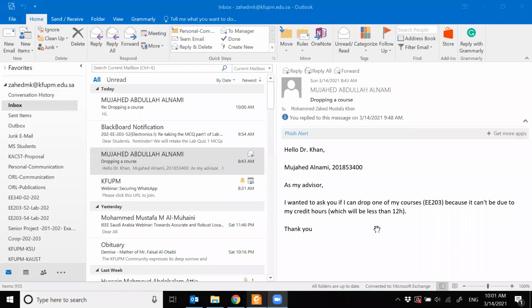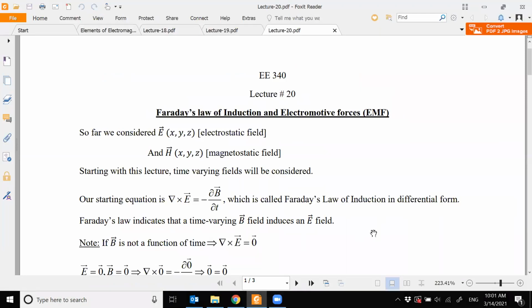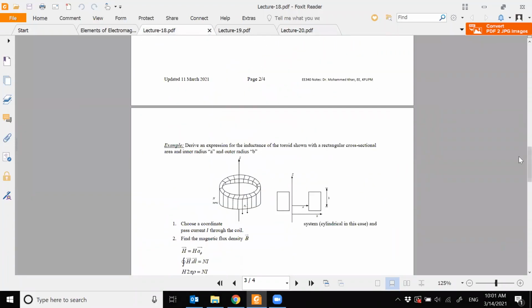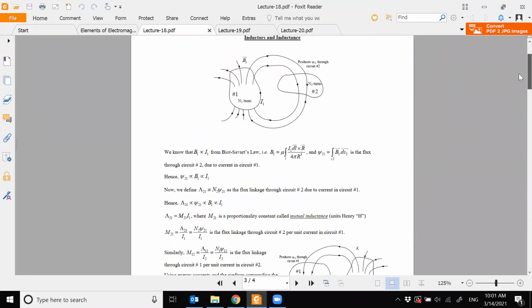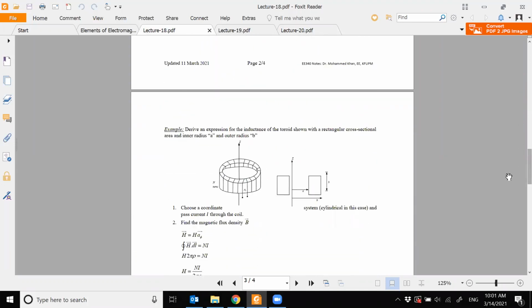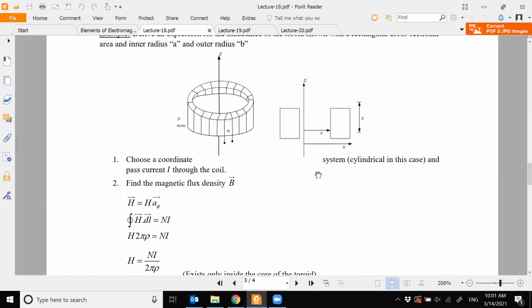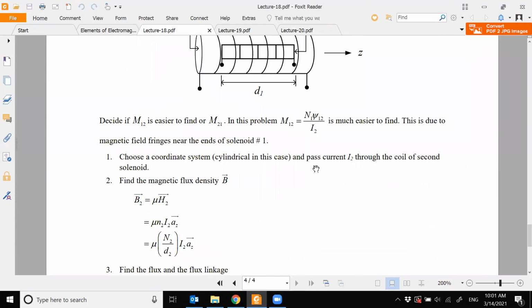Okay, so today we are going to conclude magnetostatics, and we will go to the Maxwell's waves and applications chapter. If you remember, in the last class, we were looking at inductors and inductance, where we looked at how we find the self-inductance and the mutual inductance by taking a few examples.